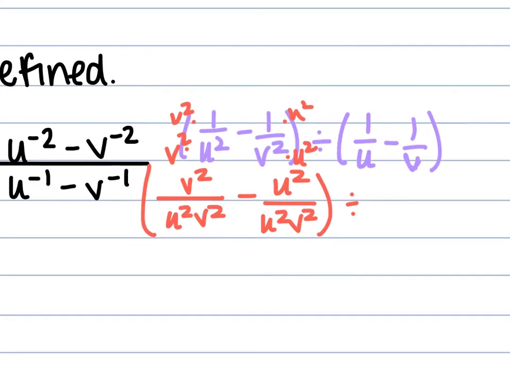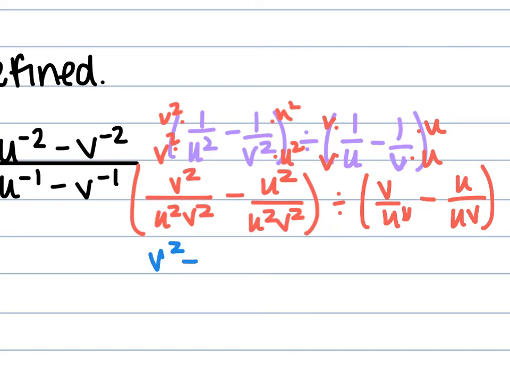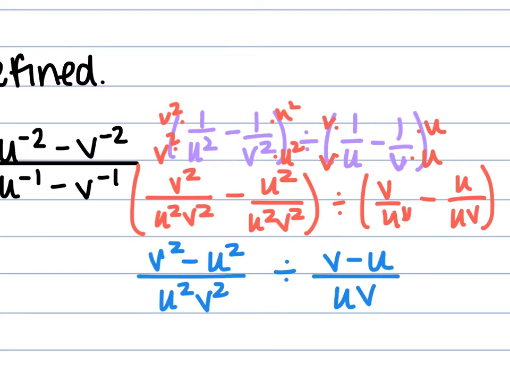Second fraction's least common denominator is uv. So multiply top and bottom of the first by v. So that's v over uv, minus the second one is going to be by u, so that's u over uv. When we go to put this all together, we're going to have v squared minus u squared over u squared v squared divided by v minus u over uv.